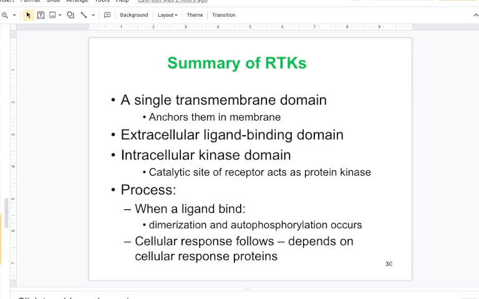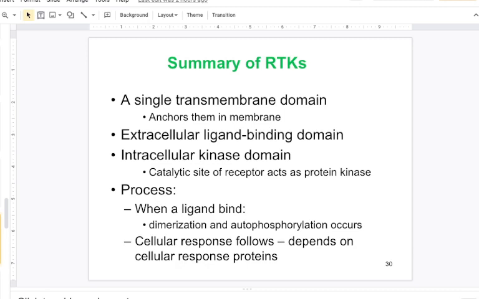Okay, here's a summary of our receptor tyrosine kinase complexes. A single transmembrane domain anchors RTKs into the membrane. The extracellular ligand binding domain is where the ligand is able to bind to the extracellular component of the receptor complex. There's an intracellular kinase domain, which is a catalytic site of the receptor that acts as a protein kinase to speed up the chemical reaction that is to occur within the intracellular environment.